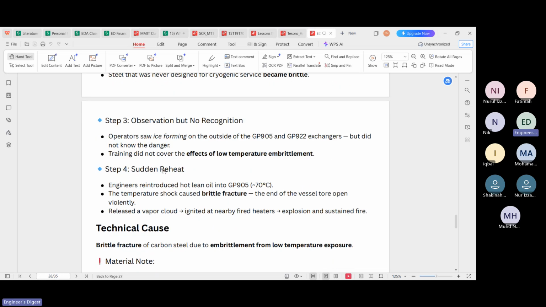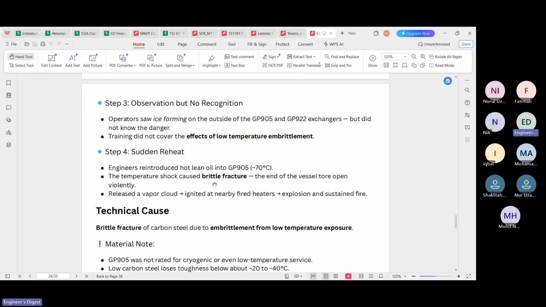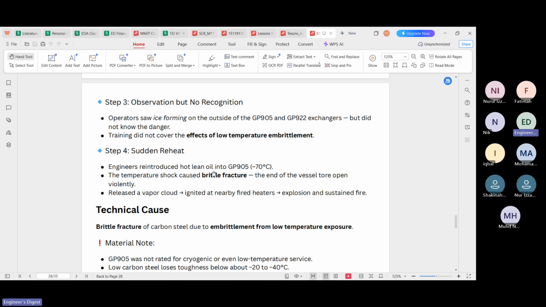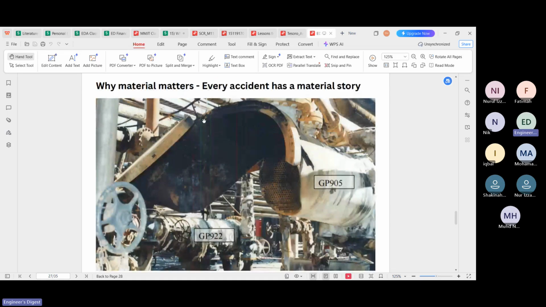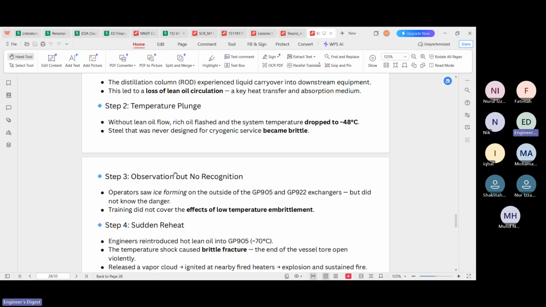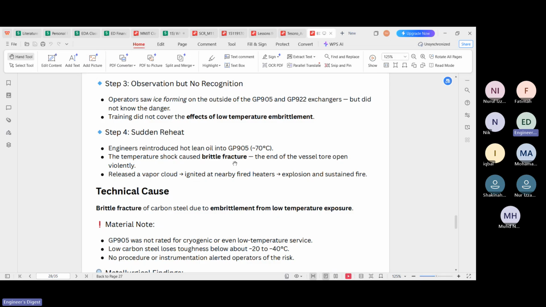When they did sudden reheat, suddenly they introduced 70 degrees Celsius hot lean oil. Suddenly it expands from minus 48. This is what caused the rupture. So you can see the rupture. This is the tube sheet. This is the channel, and it ruptures. So this is the main thing that we have studied for Longford.